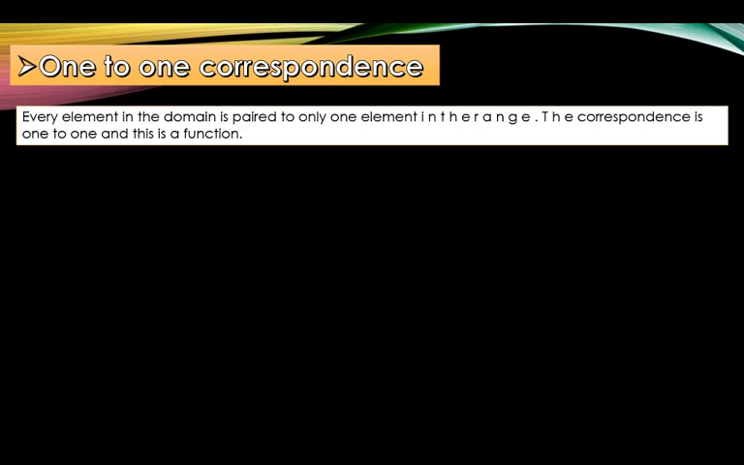One-to-one correspondence: every element in the domain is paired to only one element in the range. The correspondence is one-to-one and this is a function. Now, ano ibig sabihin ng one-to-one? Ibig sabihin, isa sa isa lang, no? Bawal magdoble. Kumbaga, 1:1, no? Bawal magdoble. Let's have an example.